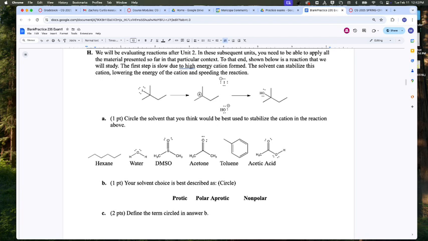So for this chemical reaction to work, the critical step is that first one. We need that cation to be as stable as humanly possible. So what solvent would do the best job of stabilizing that cation? And if you go through and look, there's a whole bunch of different answers, right? Does that mean there's only one right answer? No, this is fun. You could circle a bunch of different answers. All I need you just to do is circle one.